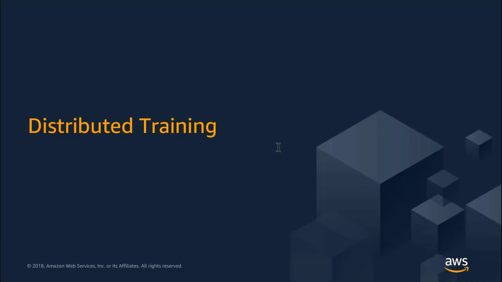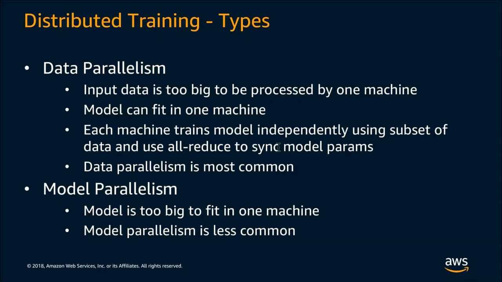To train machine learning models on a large amount of data or to build large models, we need to use distributed training. There are two types of distributed training. The first one is data parallelism. Data parallelism is when the input data is too large to be processed by one machine, but the model is small enough to fit in one machine. So each machine trains the model independently using a subset of data. It could either be partitioned or by random sampling, and use the all-reduce algorithm to synchronize model parameters between training runs. Data parallelism is the most common use case.